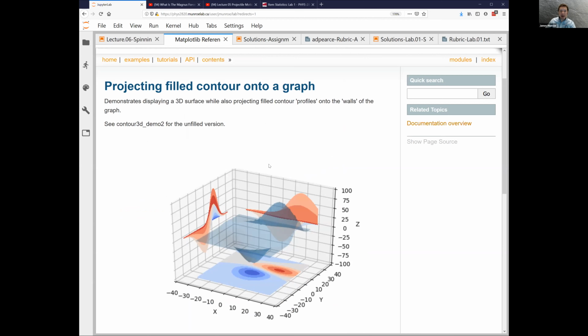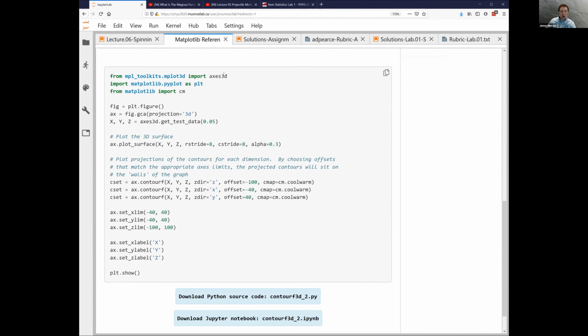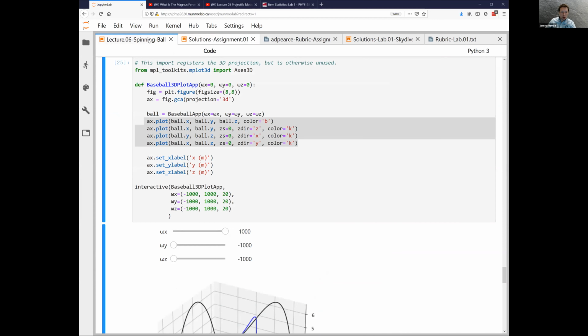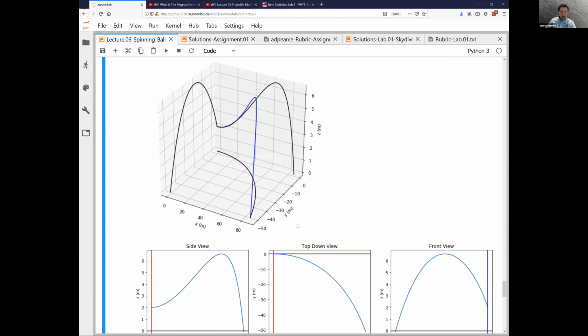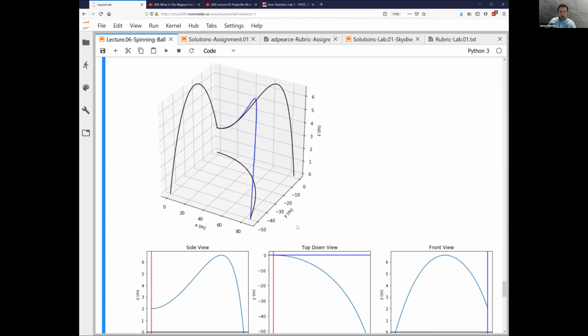Again, use the gallery, use the examples as a way of figuring out what lines of code you need to modify, take existing code, and repurpose it to get it to work the way you want it to work. Okay, so we can play with things around.